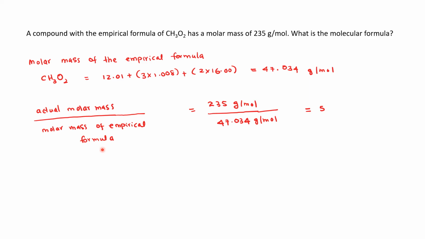Now how are we going to figure out the ratio between the actual molar mass and the molar mass of the empirical formula? We are given the actual molar mass as 235 grams per mole, and we found that the mass of the empirical formula is 47.034 grams per mole. We divide this number by this number, and you will see the ratio is 5. So we are going to multiply this empirical formula by 5. That means we have C5H15O10. This is your actual molecular formula.